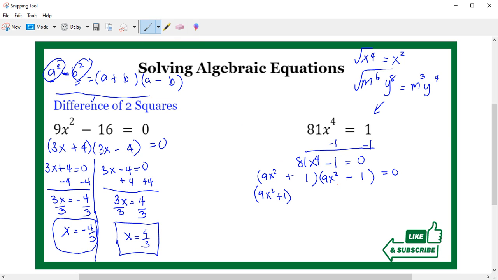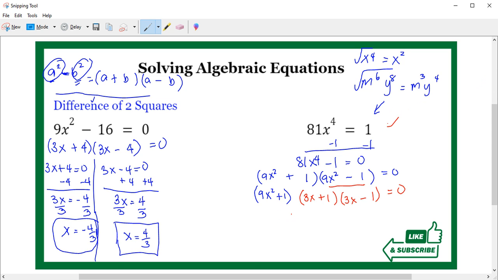However, on this one right here, 9x squared is also a perfect square. 1 is a perfect square. There's a minus in between. So the second factor, you can factor it some more. Okay. All right. So what's the square root of 9x squared? That's going to be a 3x, and this is going to be a 3x. The square root of 1 is 1, and then 1. 1 is plus, 1 is minus. So you have three factors for this expression right here.